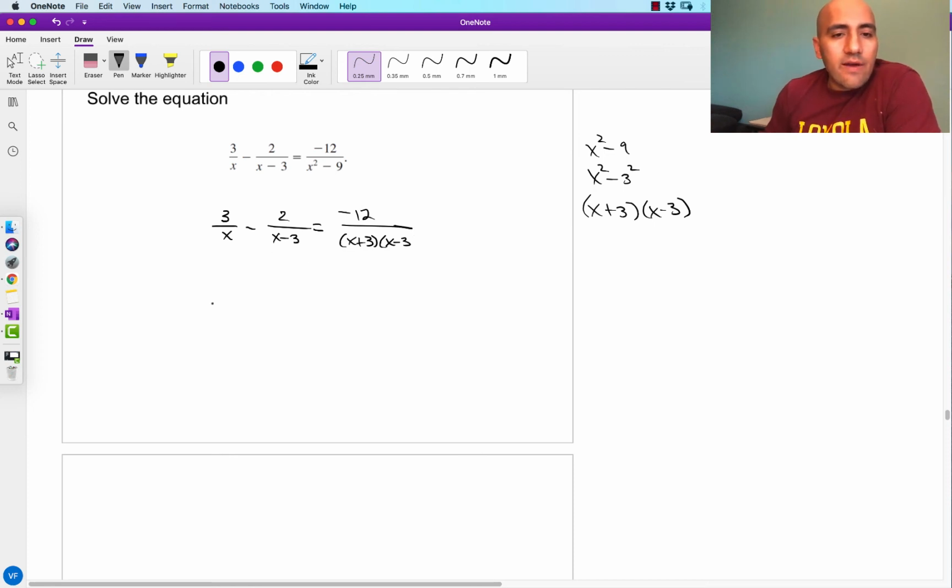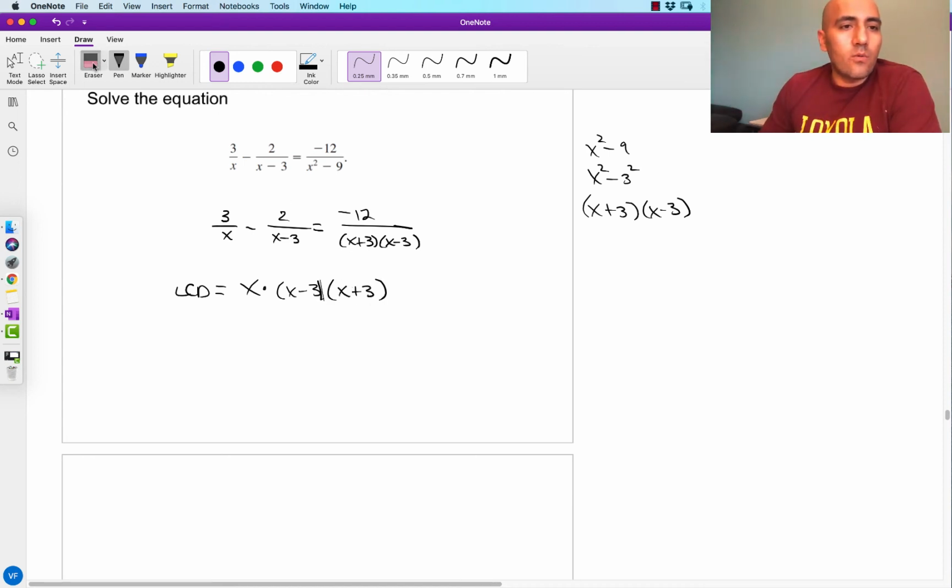What we want to do is find the LCD of all the denominators, and that's going to be as follows. LCD, the least common denominator. Well, there's a copy of x, there's a copy of x minus 3, and also a copy of x plus 3.